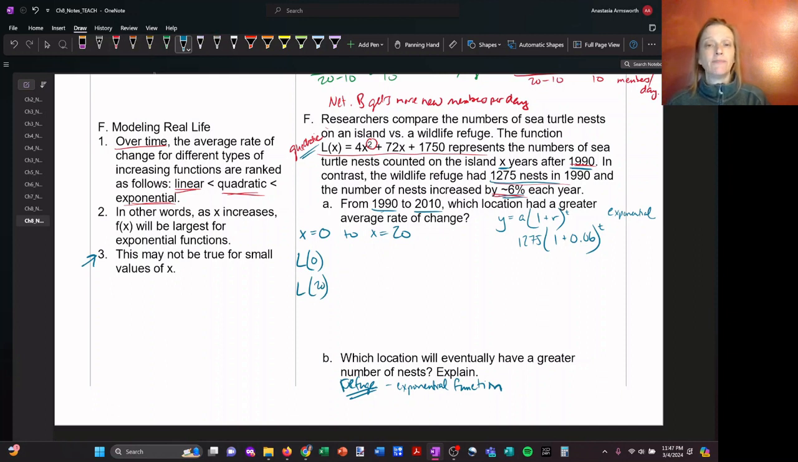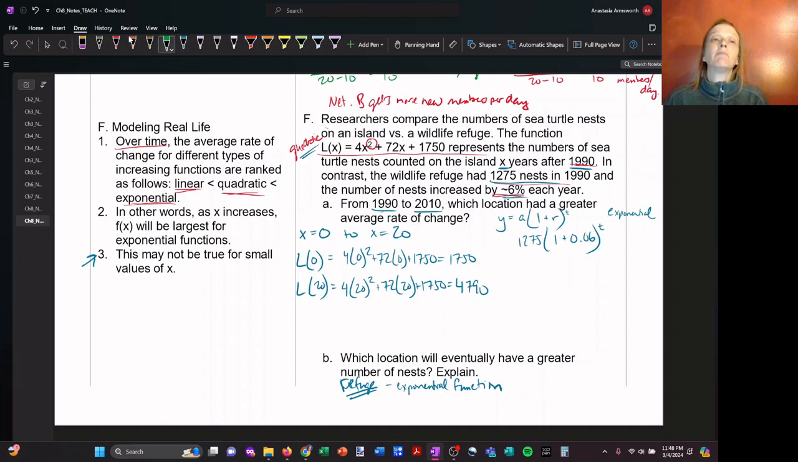for the island. And if I plug 0 in here, I get 4 times 0 squared plus 72 times 0 plus 1750. And I get 1750 from that one. And then in year 20, I get 4 times 20 squared plus 72 times 20 plus 1750. And this one's going to take a couple of extra steps. I'll do this in my calculator and I get 4,790.